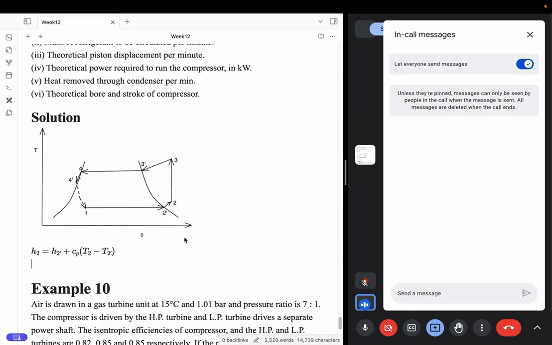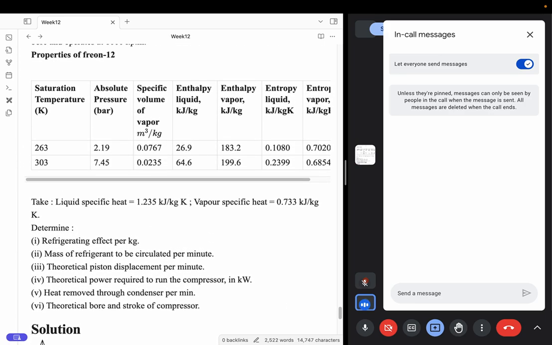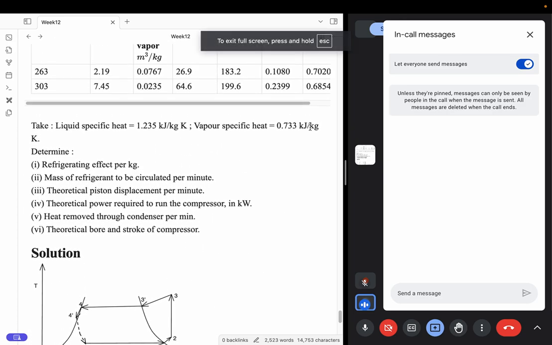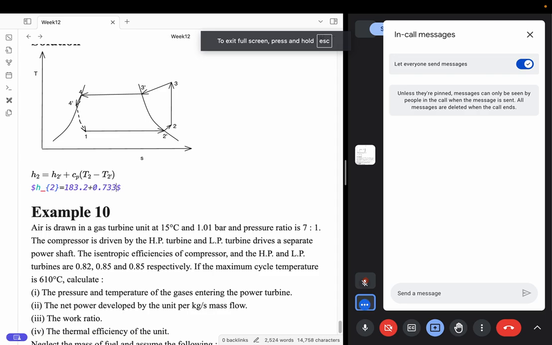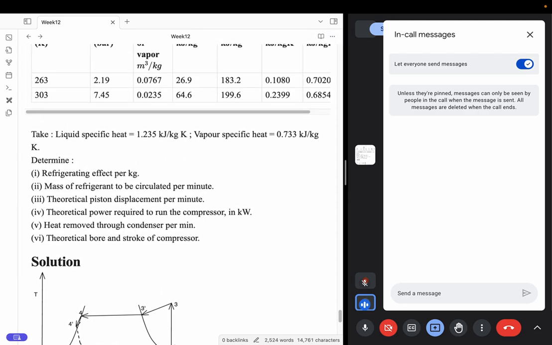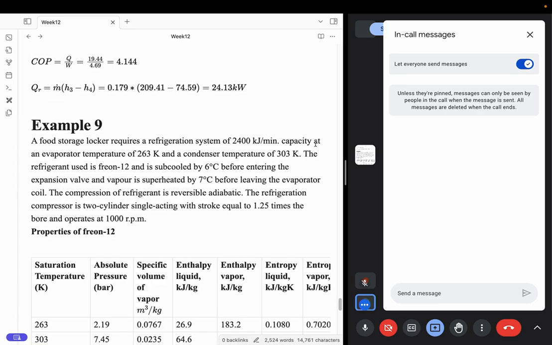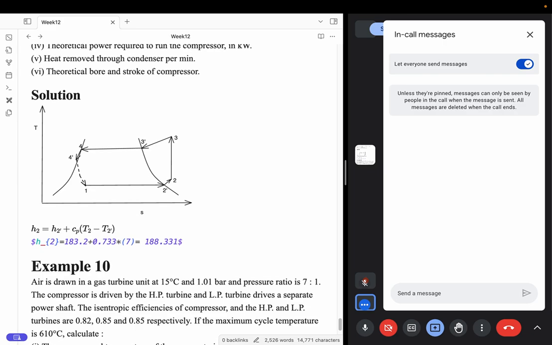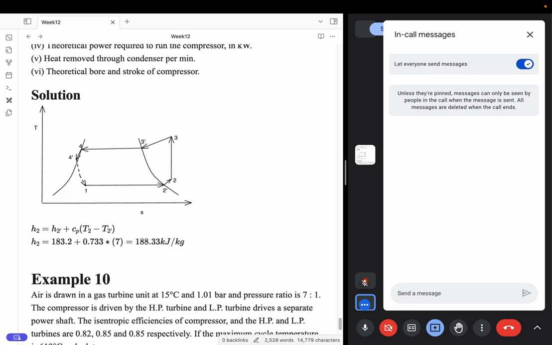So let's substitute the values. H2 prime is 183.2 plus Cp for the vapor, which is 0.733, times T2 minus T2 prime. That is the extra amount of superheat, which is 7 degrees Celsius. It's already given in the problem. This comes out around 188.33. Okay, now we have H2.